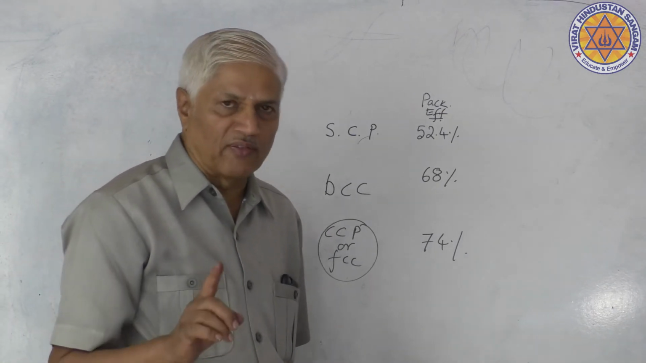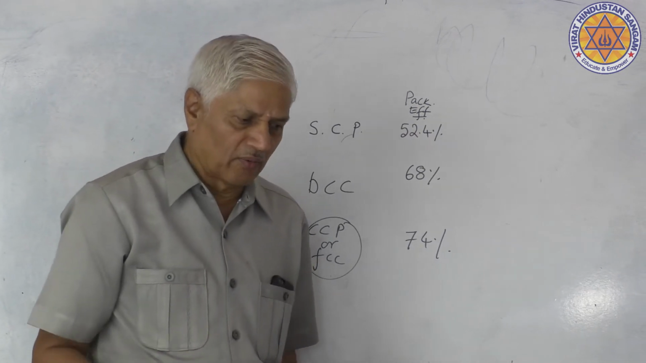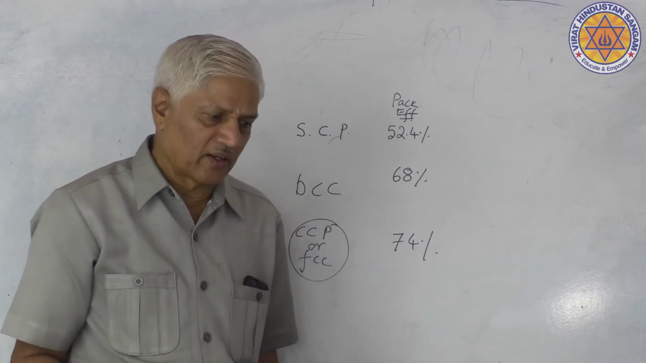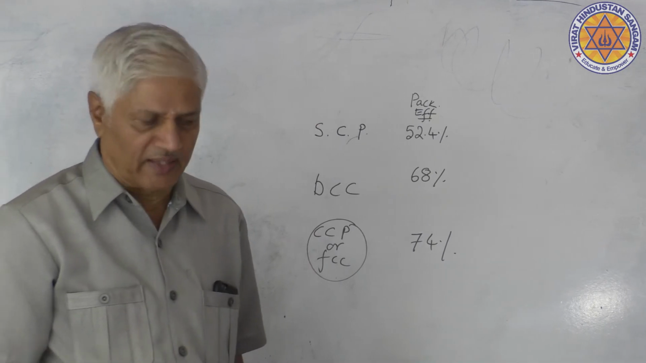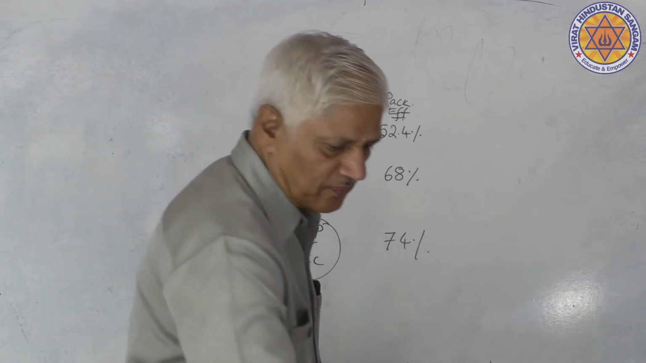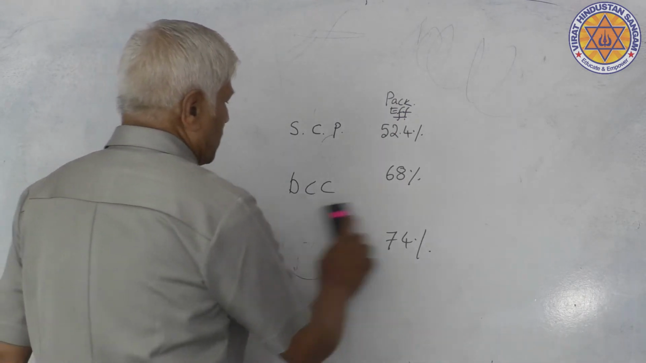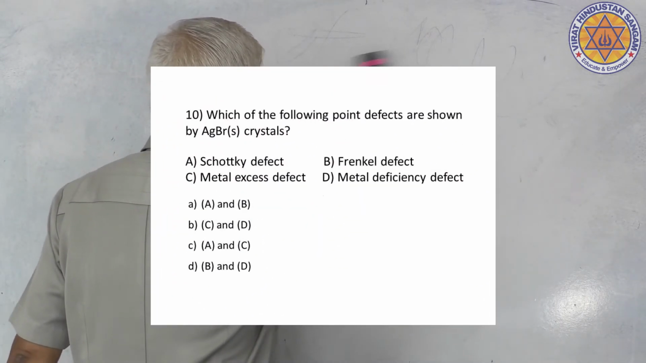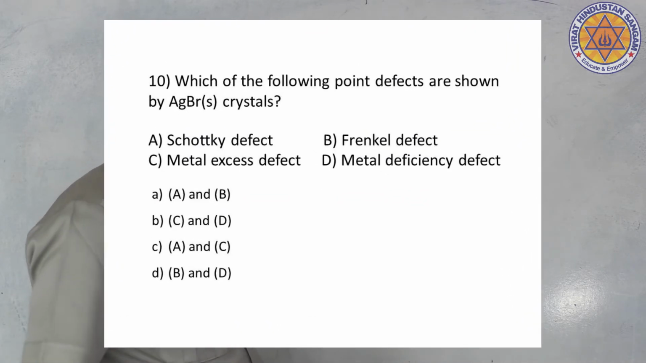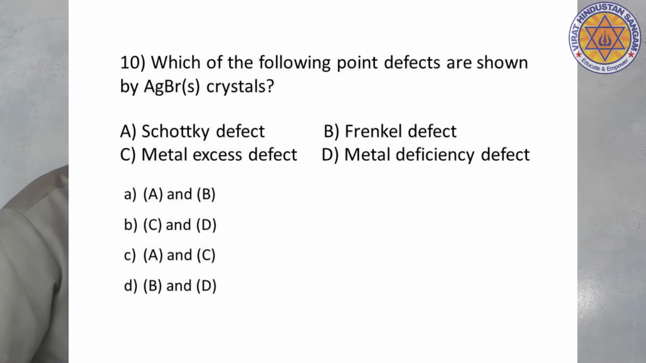48% is correct only for simple cube. Now for this question, the answer corresponds to option D. Question number 10. Which of the following point defects are shown by AgBr crystals?